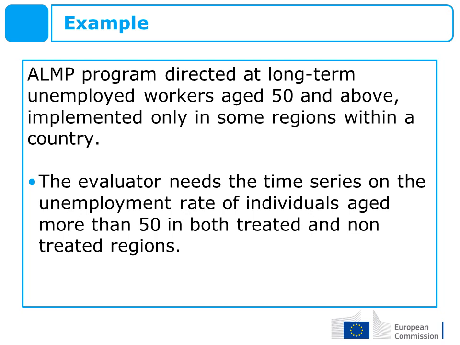Example: an active labour market policy programme directed at long-term unemployed workers aged 50 and above, implemented only in some regions within a country. Comparing unemployment rates of older people above the age of 50 in treated regions to the unemployment rate of the same age group in non-treated regions before and after the policy gives the impact. The evaluator needs the time series on the unemployment rate of individuals aged more than 50 in both treated and non-treated regions.